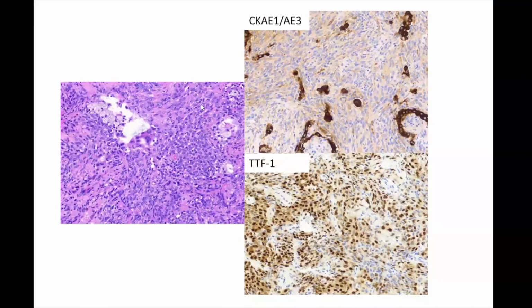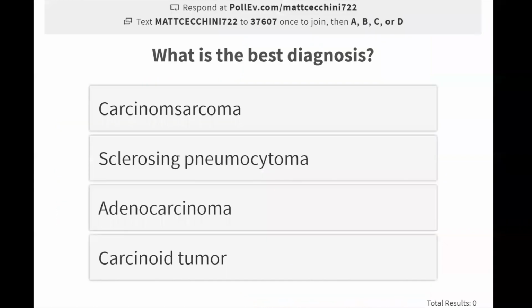And then when we look at the immunostains, you can actually see we have an interesting staining pattern here where cytokeratin AE1/AE3 actually highlights these more cuboidal cells. These rounder cells that we see in the interstitium are actually negative for cytokeratin, but the TTF1 actually highlights both components. So what do you think the diagnosis is in this case? Is it A, a carcinosarcoma? Is it B, a sclerosing pneumocytoma? Is it C, adenocarcinoma? Or is it D, a carcinoid tumor?